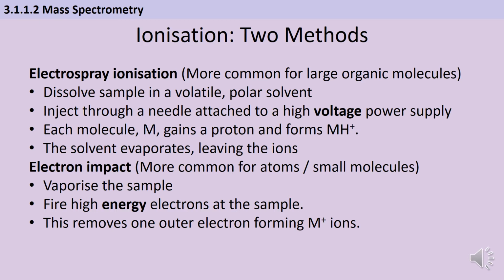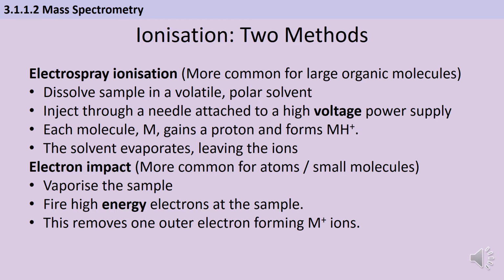Your alternative method of ionization is something called electron impact, and this is more common when you're either just working with individual atoms or when you're working with very small molecules where realistically they're probably not going to fragment. So in this one, we vaporize the sample, we sort of turn it into an aerosol, into a gas, and then we fire really high energy electrons at the sample. Again, it's important that you know that they're high energy electrons. If they were slow electrons, they wouldn't do anything.